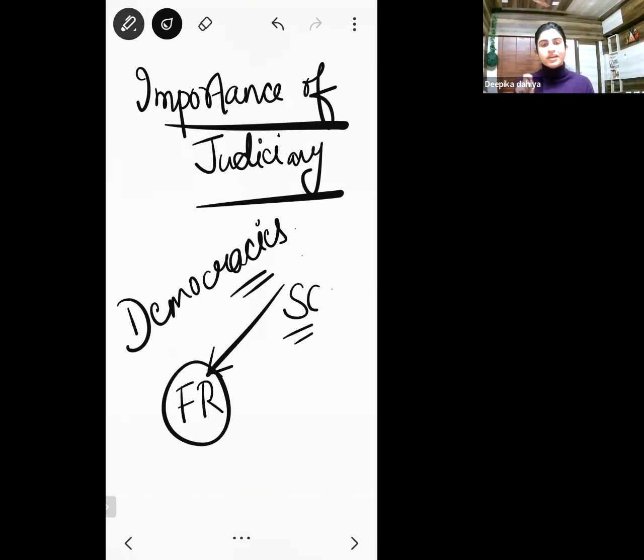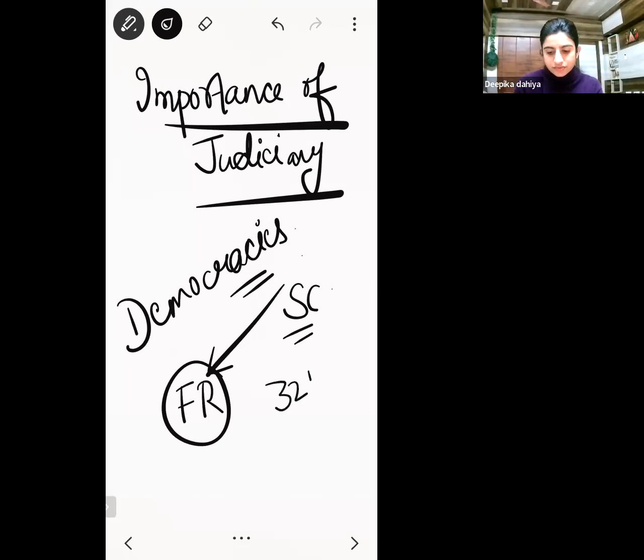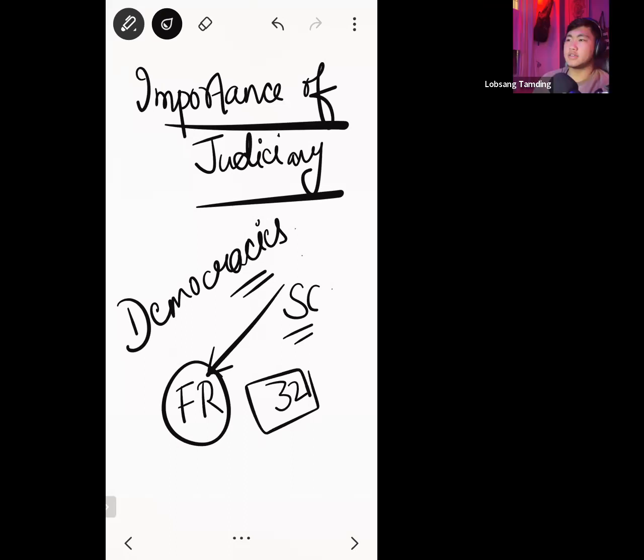How? I told you. Can you please recall the article number under which your fundamental rights are directly protected by the Supreme Court? You can go to the Supreme Court directly if your fundamental rights are violated. Under which article is this mentioned in the Constitution? Ma'am, I don't remember. It's 30-something, if I'm not wrong. It's 32. Article 32.